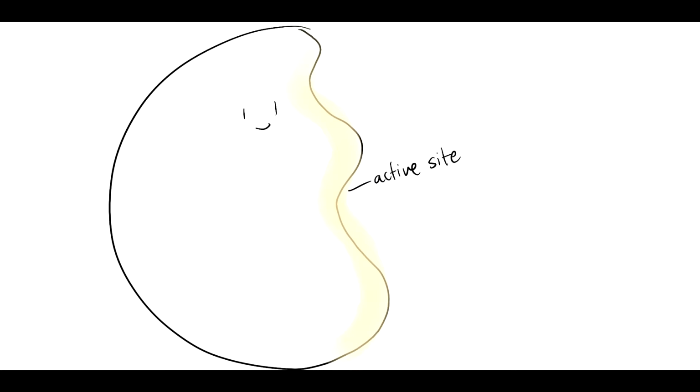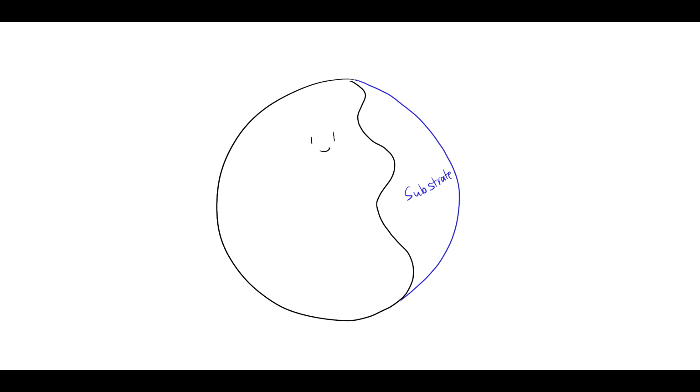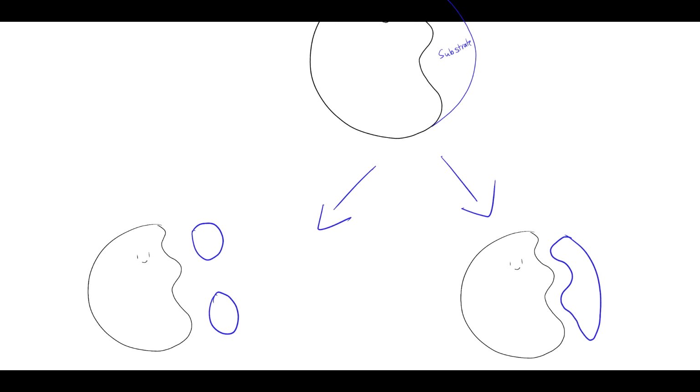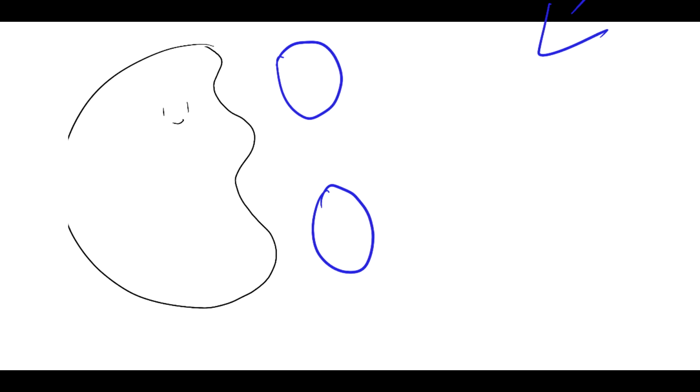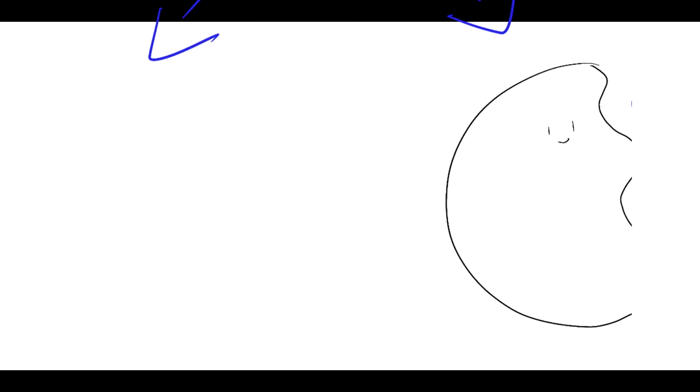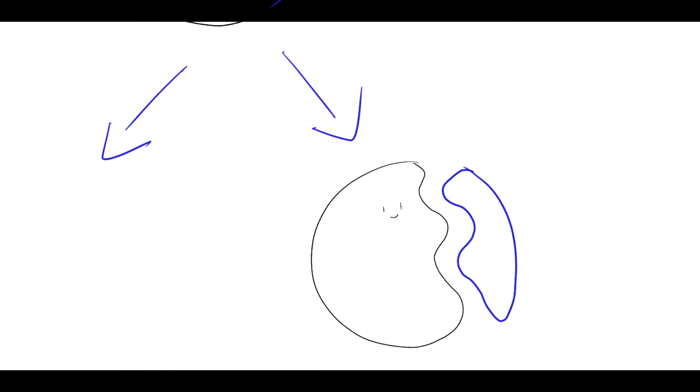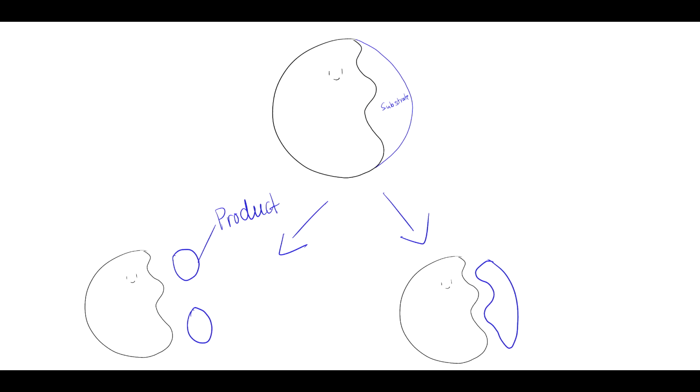And they have this active site thingy majiggy that binds to a substrate, and it either breaks the substrate down or puts it back together. And the finished product is called, well, a product.